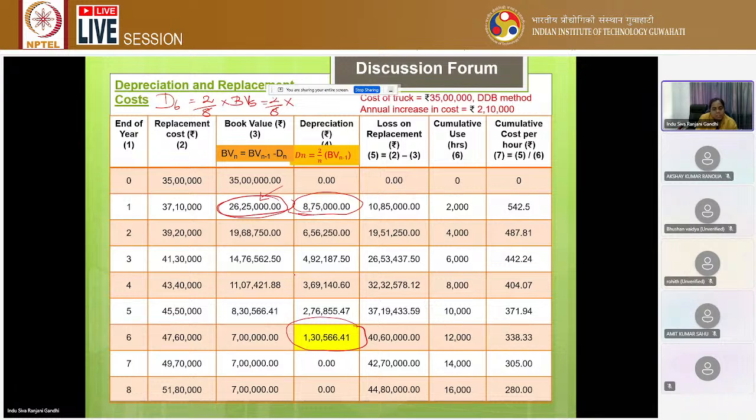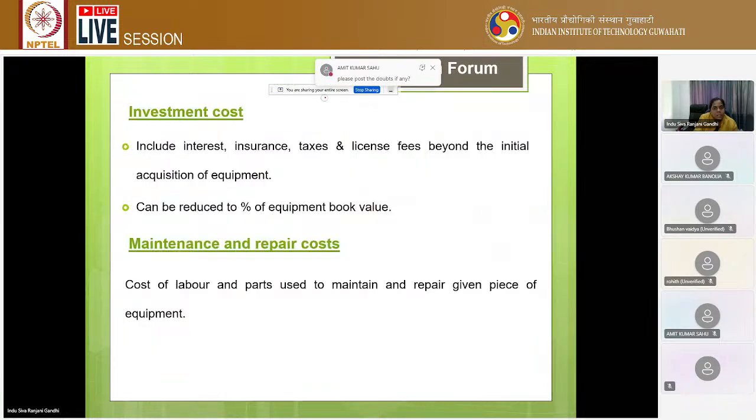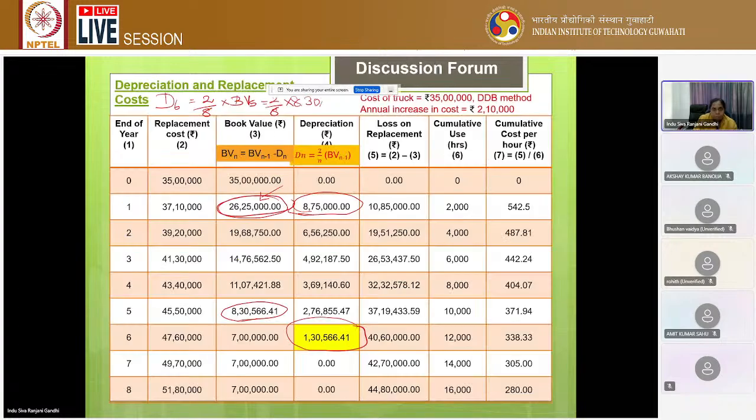It is nothing but your 8,30,566. So if you simplify this, you can see that the book value amount will be lesser than 7 lakh. I think you will get something closer to 6 lakh something. So what is happening?